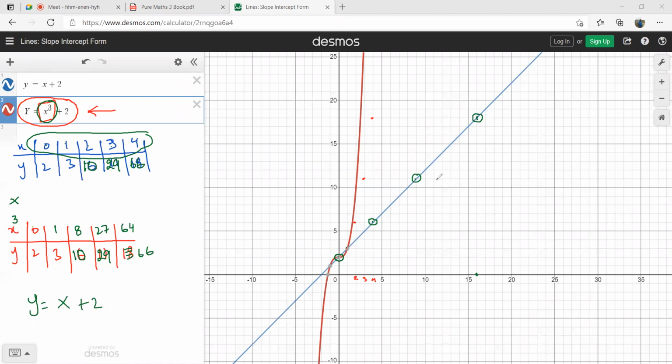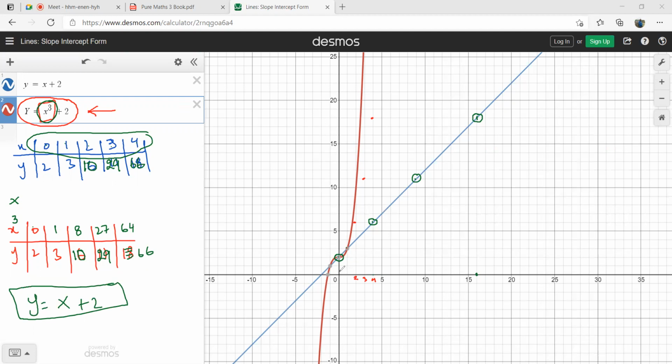Now, does this line still satisfy this situation? Let's check. I have cubed all the values of x from here. You see, 0 cube is 0, 1 cube is 1, 2 cube is 8, 3 cube is 27, 4 cube is 64. And my equation remains the same because I have simply replaced this x cube with the x. Now let's check if this is really satisfying all these new conditions.